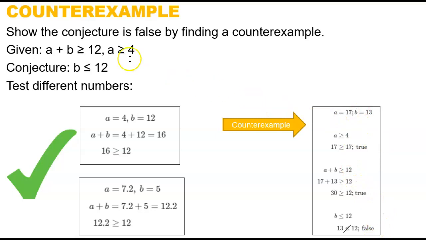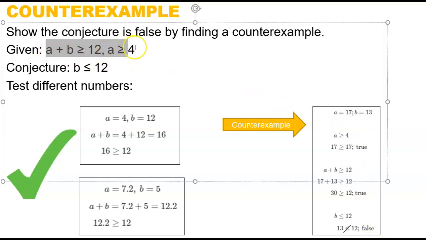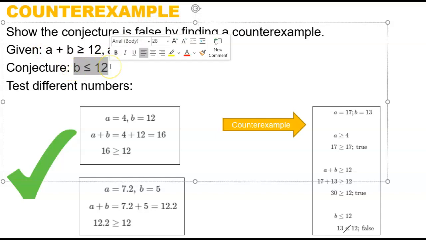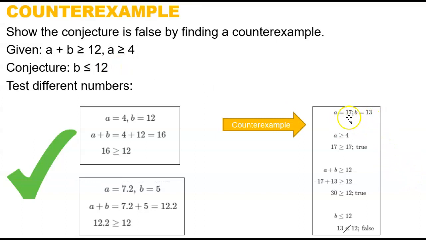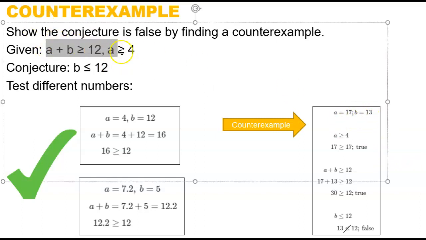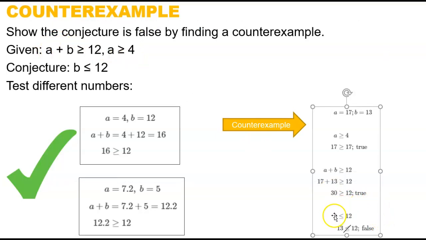So what our conjecture said was that if this stuff is true here at the given, B will always be less than or equal to 12. But for this example, our two numbers fit this information here at the beginning, the given. However, B was not less than 12. So that one example, I don't need to come up with any more. That one example tells me that my conjecture is false. Okay, and all I need is one counterexample.